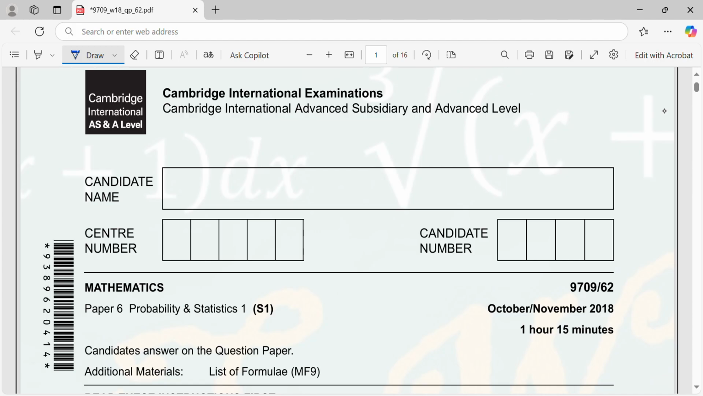This video is to discuss Cambridge International AS and A-Level Mathematics Paper 6, which is the Probability and Statistics 1 for October-November 2018, and the code is 9709/62. So let's move on to question number 1.